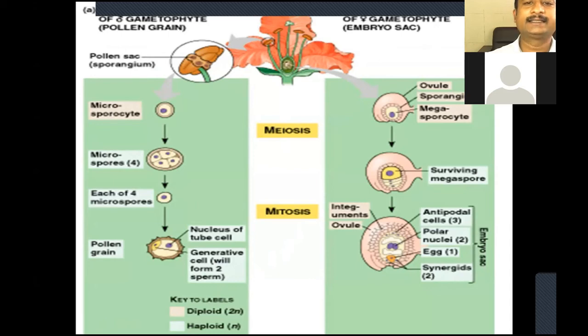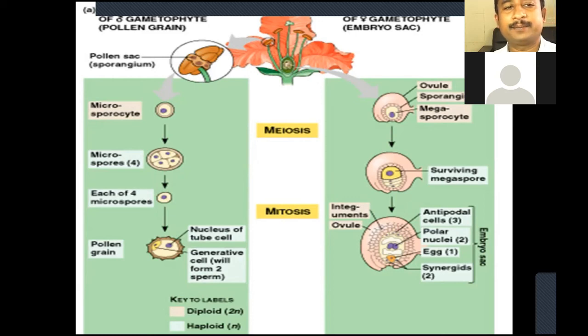In meiosis, it's a reduction division. In the sense, if it is 2n, after meiosis, it becomes n. And that is how mitosis and meiosis will have an important role in pollen grain development and embryo sac development.